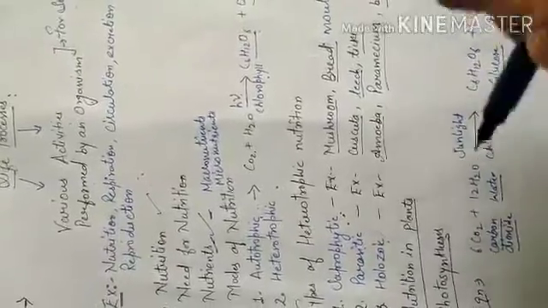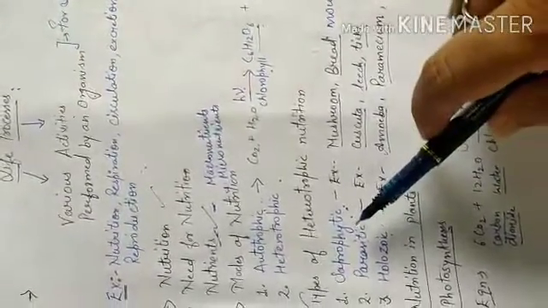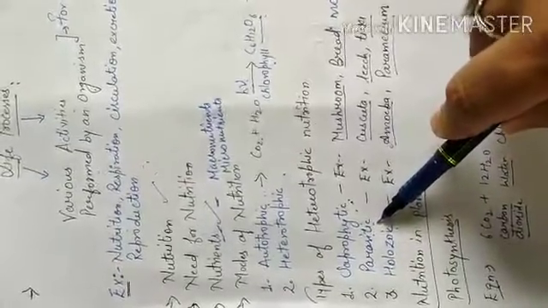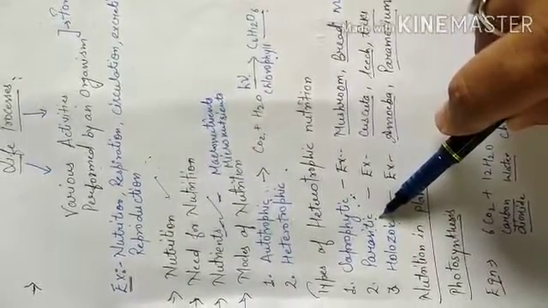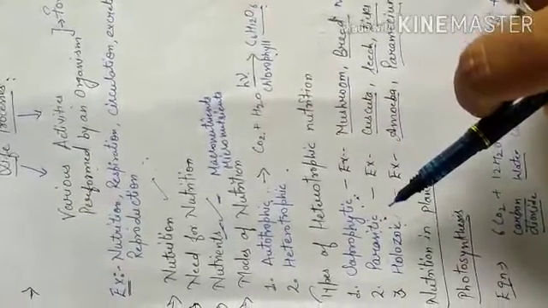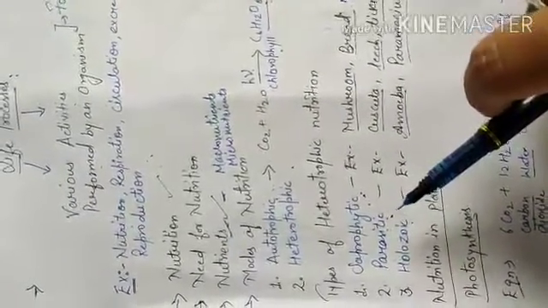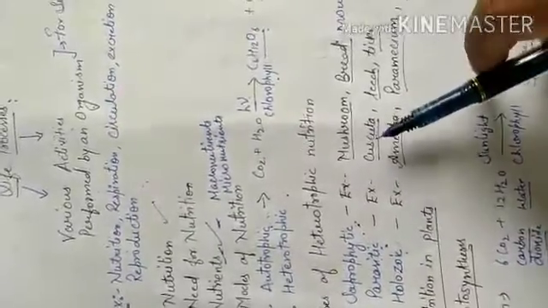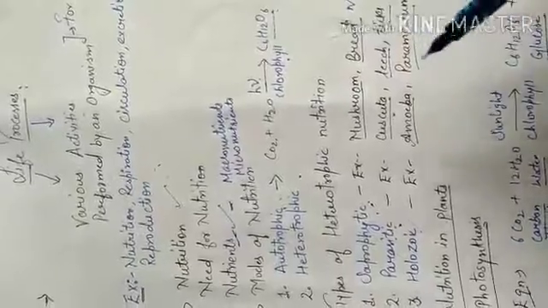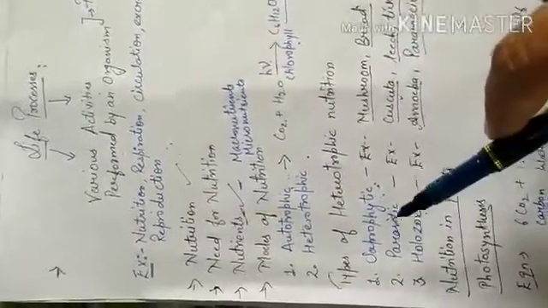Now comes the second type of heterotrophic nutrition, that is the parasitic mode of nutrition. In this type of nutrition, the organisms get their food from living organisms, the host, without killing them. For example, cuscuta, leech, ticks, lice, roundworms and tapeworms all come under the parasitic mode of nutrition.